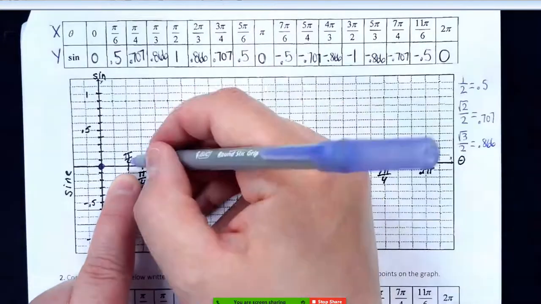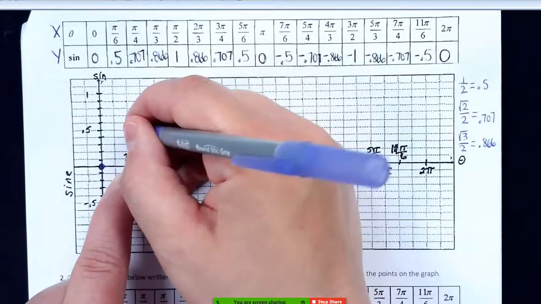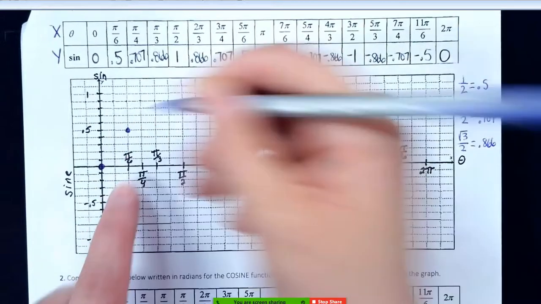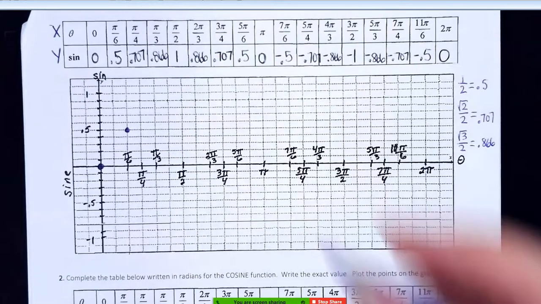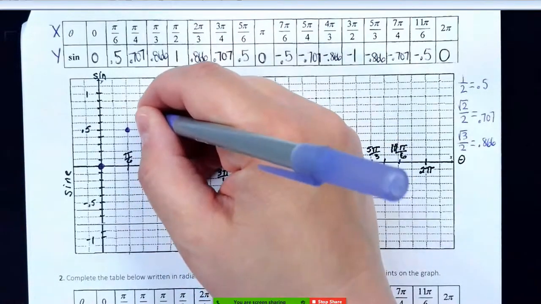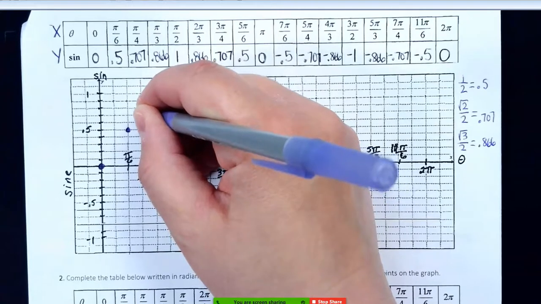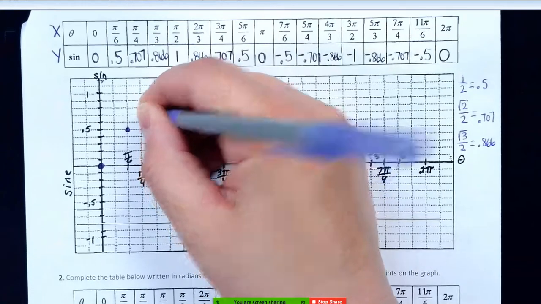At pi over 6, I'm at a half. So nice point for that one. Now the pi over 4 is that root 2 over 2, which as a decimal is 0.707. So I usually just go to the 0.7 and then maybe just try to come a little bit above that. Doesn't have to be perfect.